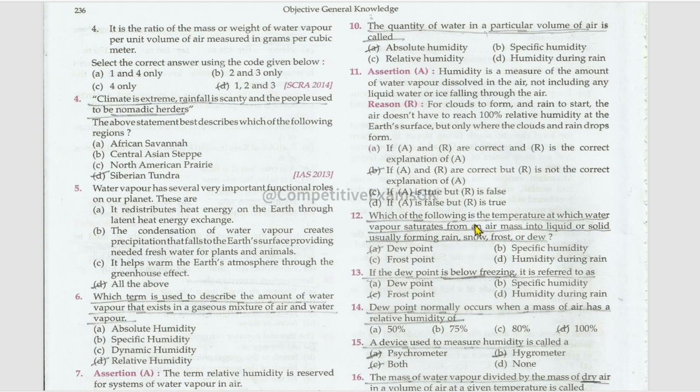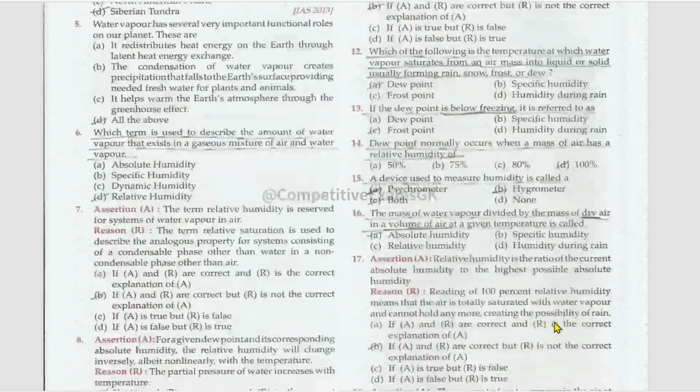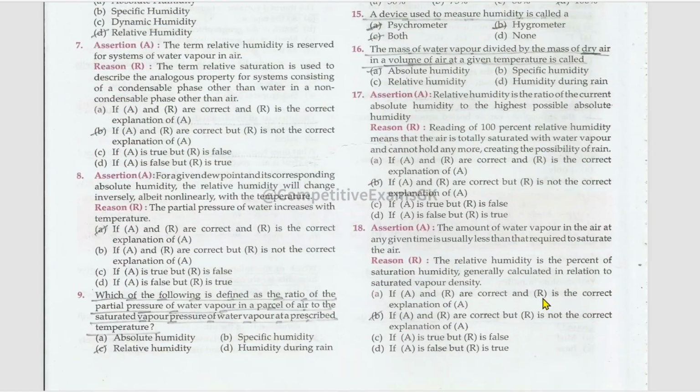Which of the following is the temperature at which water vapor saturates from an air mass into liquid or solid, usually forming rain, snow, frost, or dew? That is dew point. If the dew point is below freezing, it is referred to as frost point. Dew point normally occurs when a mass of air has a relative humidity of 100%. A device used to measure humidity is called a hygrometer or psychrometer. Both devices are used to measure humidity.